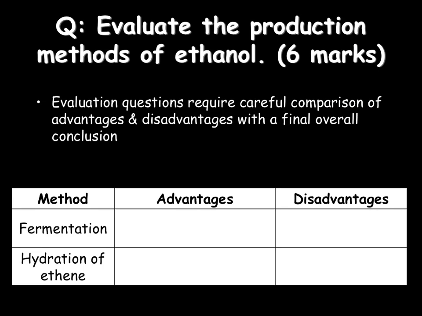A popular exam question on the production of ethanol looks at evaluating the production methods. So evaluation questions require careful comparison of advantages and disadvantages. You must make sure you present both sides of the argument as well as a final overall conclusion. Obviously in the exam you would write this in full sentences, however it is useful to practice this by writing it out in a table.